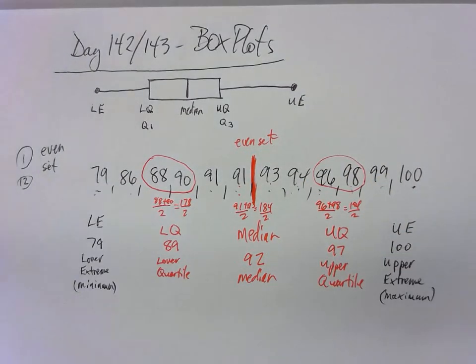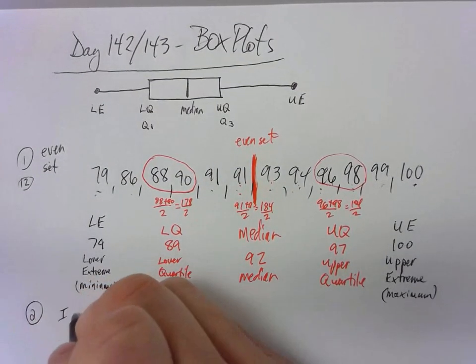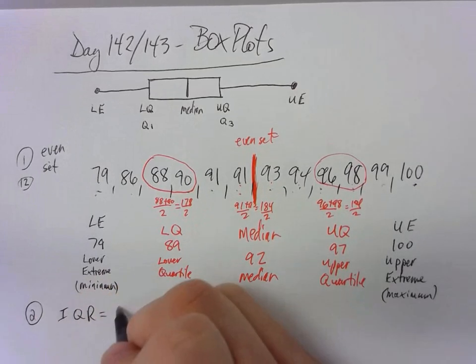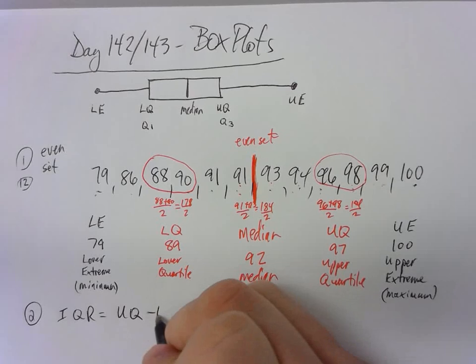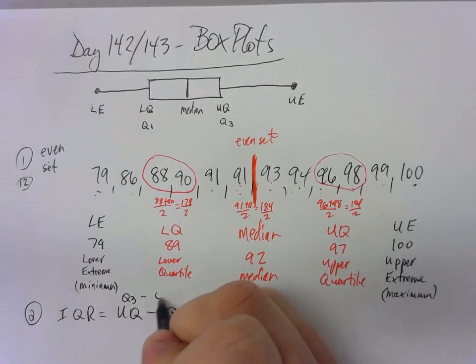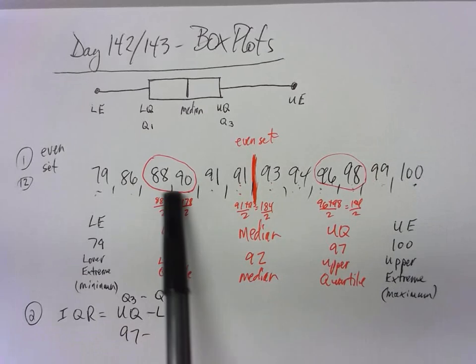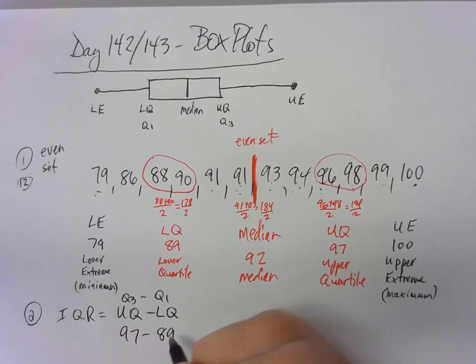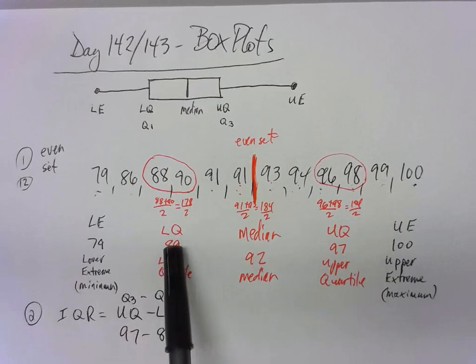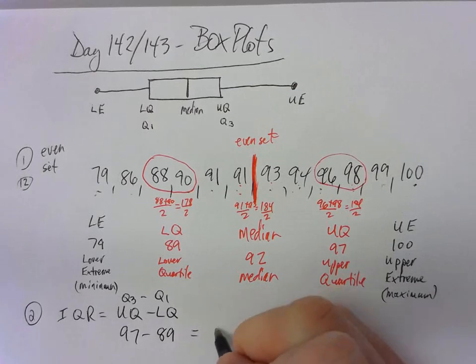So now we're going to do a little number line down here. We'll talk about that in a minute. Hold on, I need to do the interquartile range. Forgot about that. The interquartile range is the upper quartile minus the lower quartile, otherwise known as Q3 minus Q1. The upper quartile I got was 97, and the lower quartile was 89, or you could say Q3 is 97 and Q1 is 89. So you do 97 minus 89, and that gives you an interquartile range of 6.